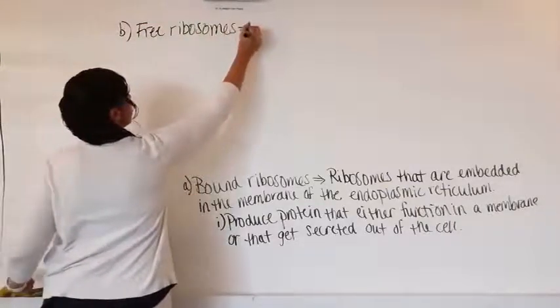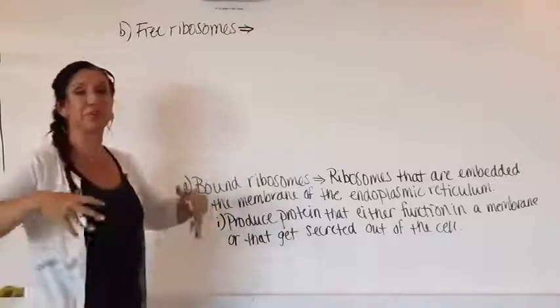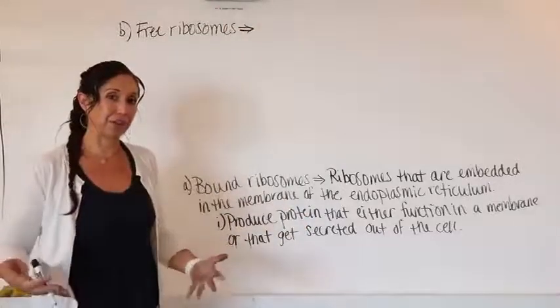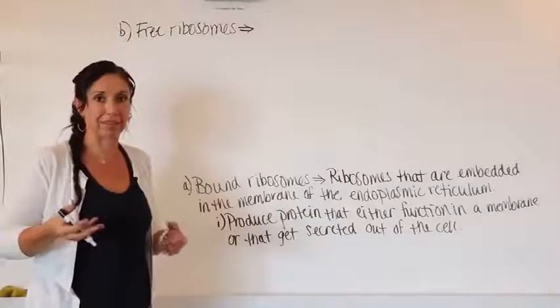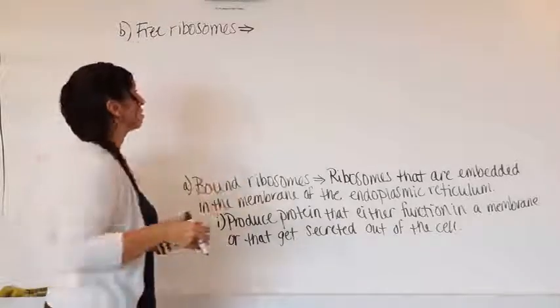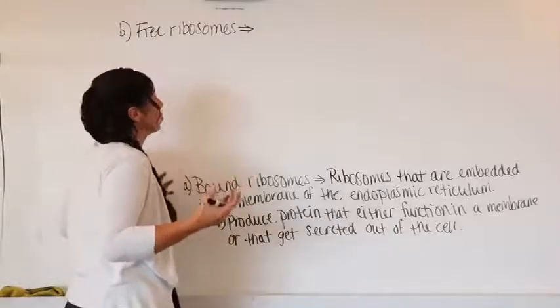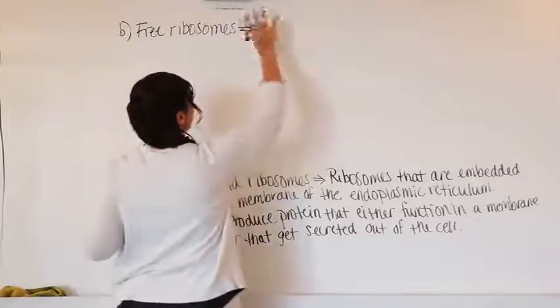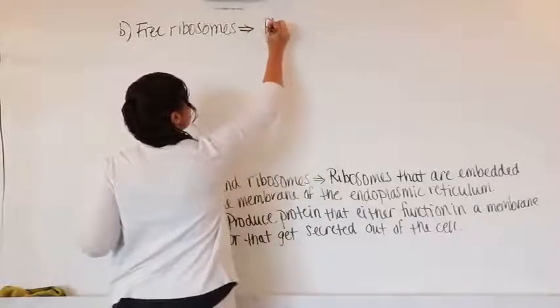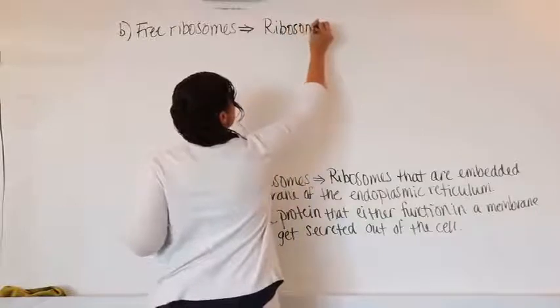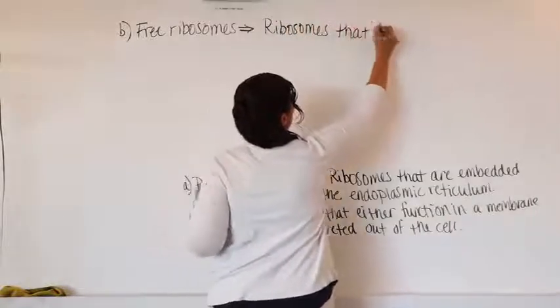And just like the name suggests, these ribosomes are literally free. They are hanging out in the cytosol of the cell, the nice fluid inside the cell, just hanging out in that. It's like they're just sitting in a pool waiting to be used and make protein. So these ribosomes function in the cytosol.